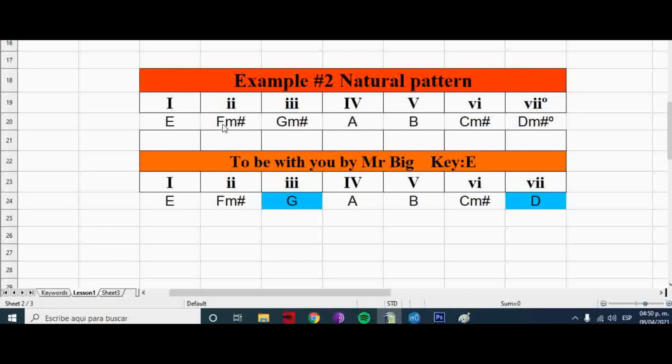and we have F minor sharp to have two semitones, and then here two semitones as well, G minor sharp. But then from here to here we have only one semitone, remember, so it has to be A major, B major, and then we have C minor sharp, D minor sharp diminished, because this is the rule, this is the pattern.